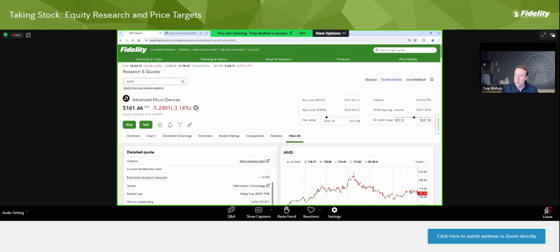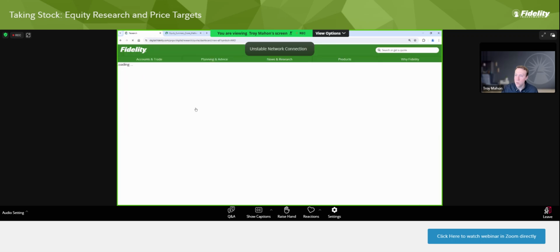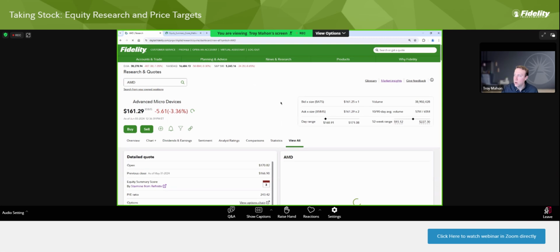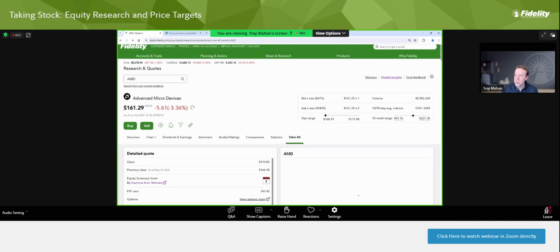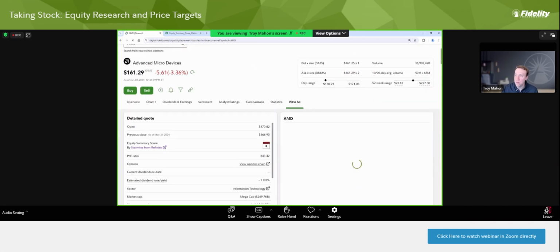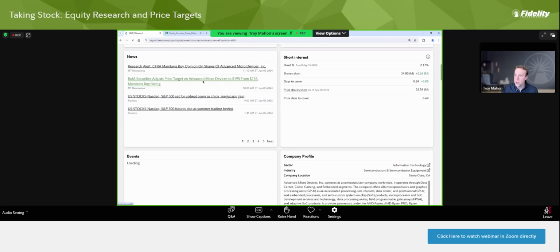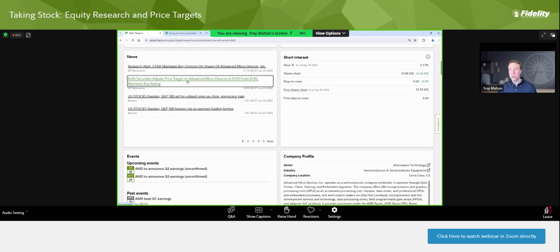Maybe I want to just refresh so that we can see where it is right now. It's about, let's see, 161 and a quarter, give or take. So it's down on the day, down about 3.3%, so we should notate that. Bank of America Securities adjusts price target to 195 from 185. So not only are they maintaining their buy rating, they're actually upping their price target.